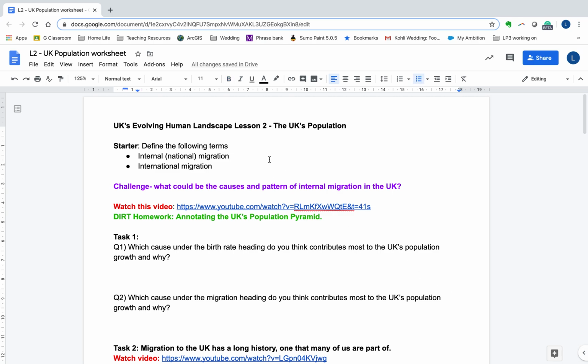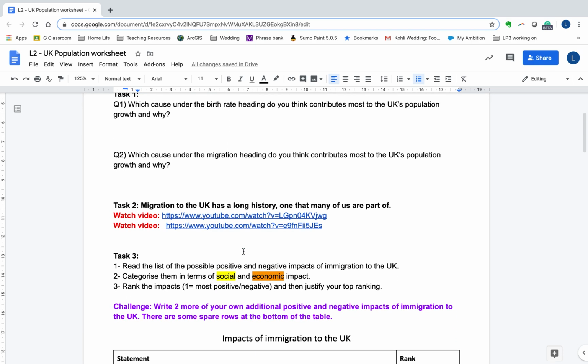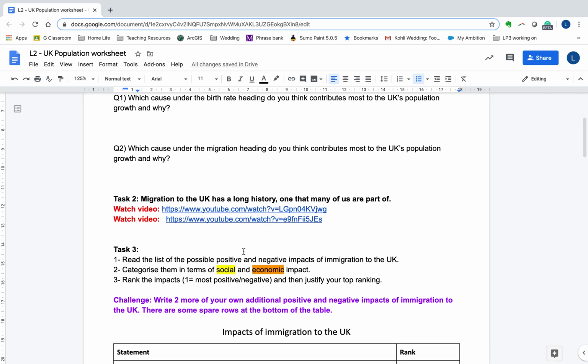So, starting task, defining these two key terms, please. Then you're gonna watch this video, then you're gonna mark your homework, and you're gonna do these questions based on what we've discussed, so on and so forth, okay? So you write in here. Up here at the top, it will say your name and then L2 UK population worksheet, okay? So it is your copy of the work, nobody else's.